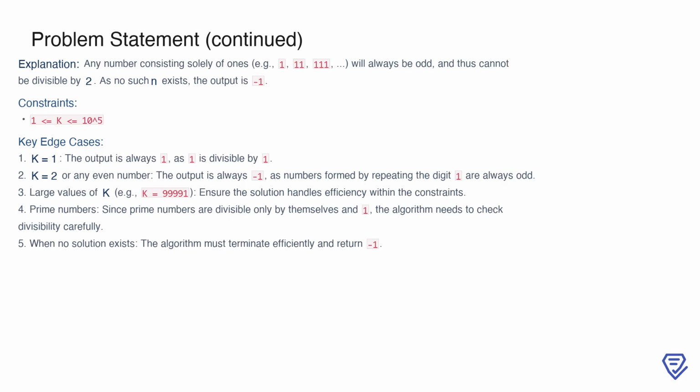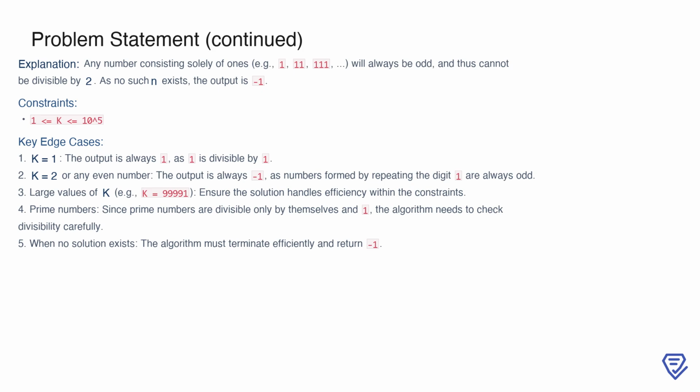Finally, consider the case where k equals 2. Any number made up solely of the digit 1, such as 1, 11, 111, and so on, will always be odd. Since even numbers like 2 cannot divide odd numbers, it's impossible to find an n where the number is divisible by 2. Hence, the output is -1.